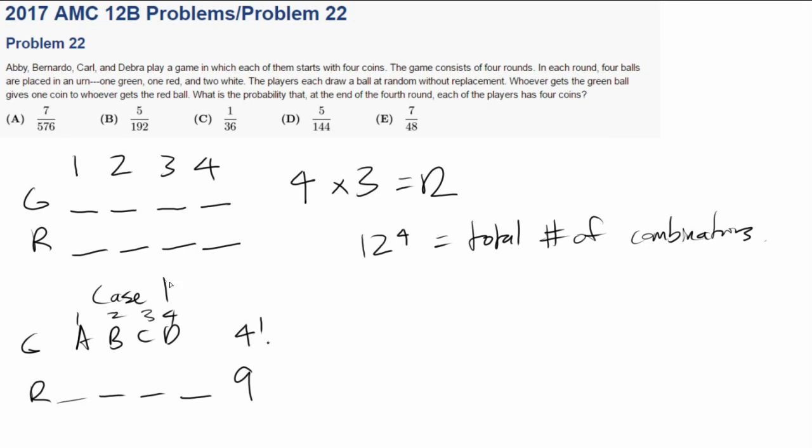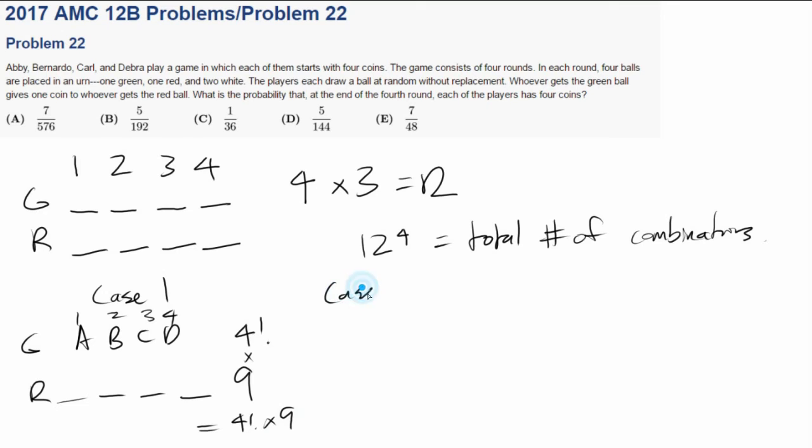So totally the number of ways for case 1 is that there are 4 factorial possible ways to arrange A, B, C, D on the top line, and for each of those arrangements there are 9 possible ways to arrange the bottom for A, B, C, D. So that's 4 factorial times 9, which I'll just leave like that.